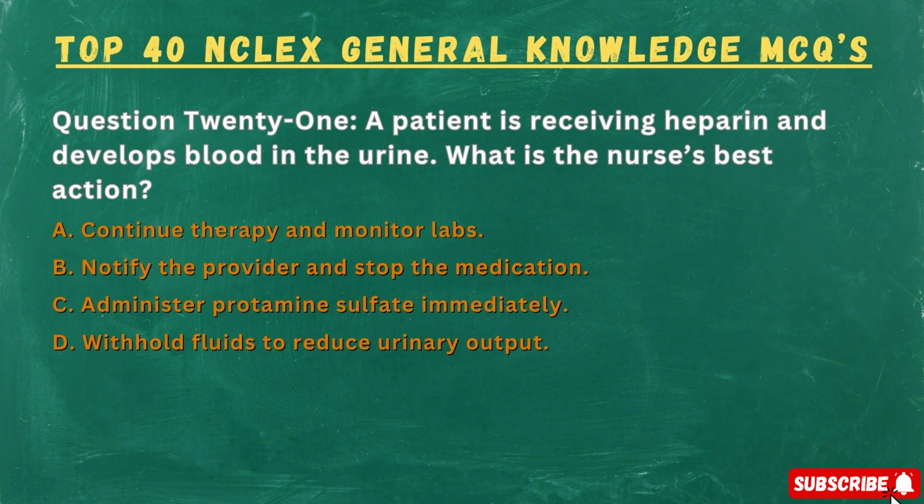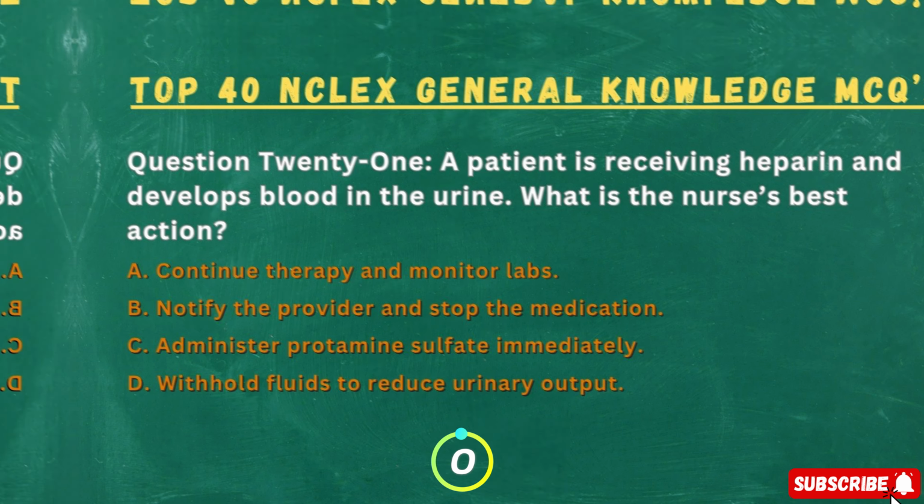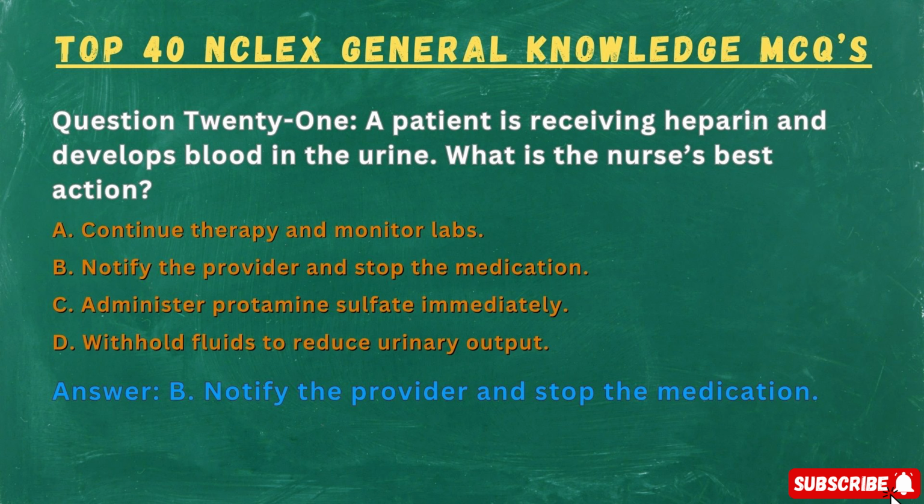Question 21. A patient is receiving heparin and develops blood in the urine. What is the nurse's best action? A. Continue therapy and monitor labs. B. Notify the provider and stop the medication. C. Administer protamine sulfate immediately. D. Withhold fluids to reduce urinary output. Answer: B. Notify the provider and stop the medication.